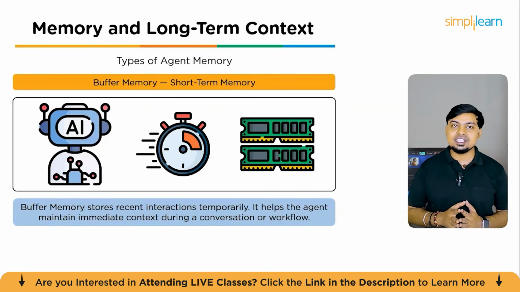However, it has limitations. It usually has a small size due to a token constraint, and once the session ends, the memory is often cleared. You can think of it like human working memory, the information you hold briefly while solving a problem. Buffer memory is commonly used in chat conversations, step-by-step reasoning tasks, and workflows that require temporary state tracking.